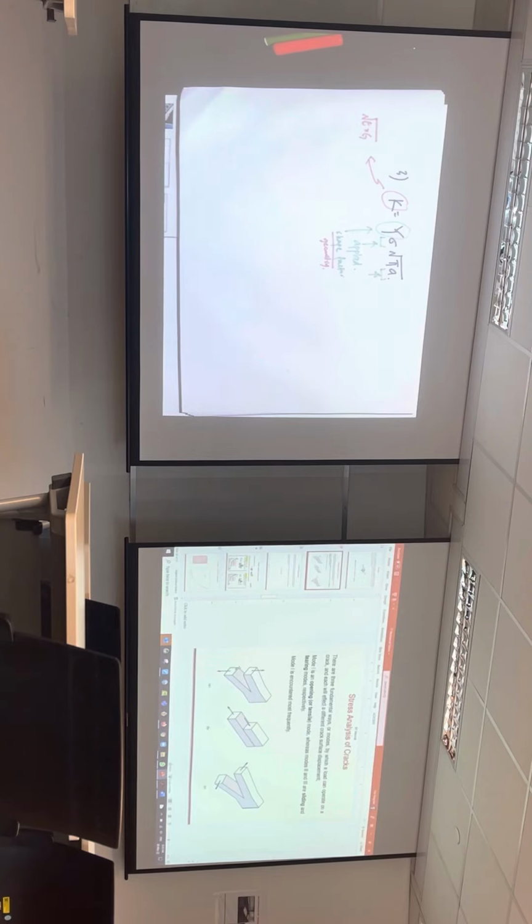Can you explain the part about how K is similar to the modulus?